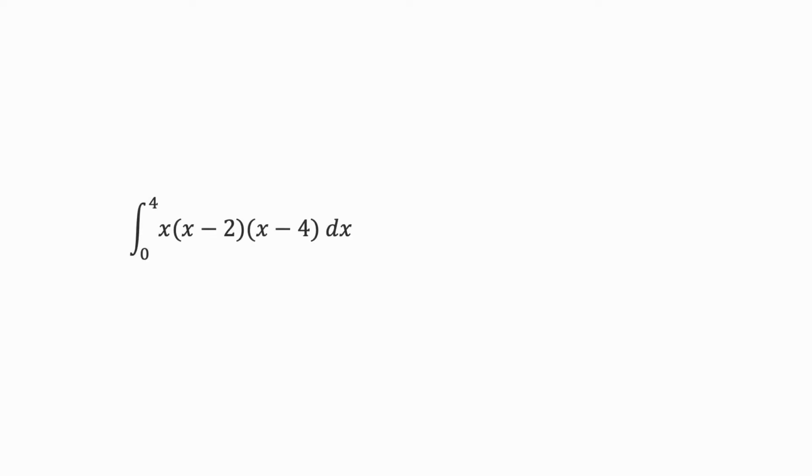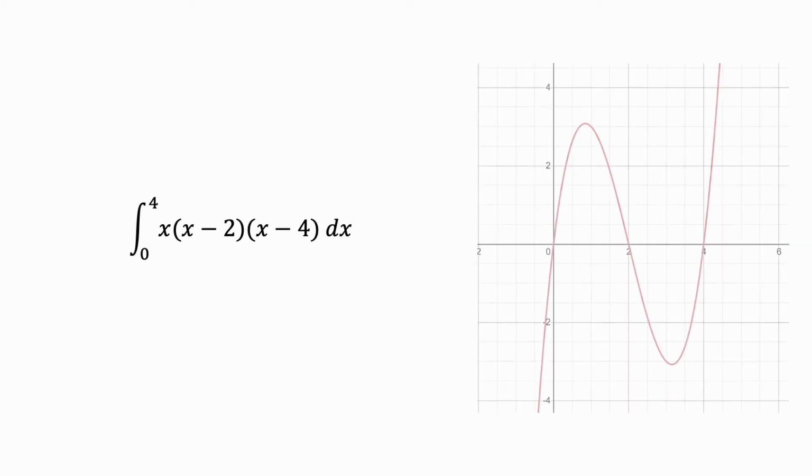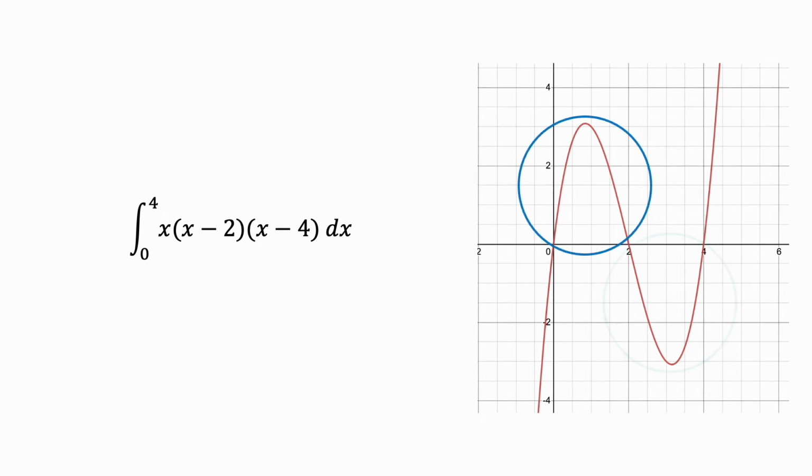Now let's take a look at an example to understand the difference between signed area and non-signed area. Say we had this integral here. As we can see from the graph, some parts are under the x-axis while some are above. If we perform this integral without taking this into consideration, the negative parts will cancel out the positive parts. This is what's known as signed area. This isn't an issue if we want to just calculate the integral.